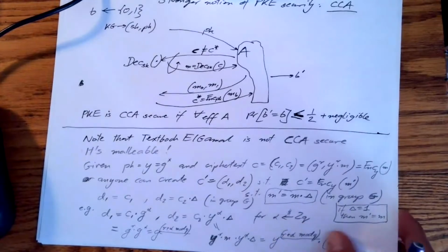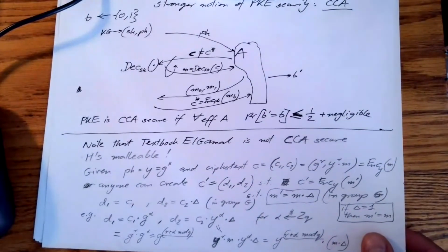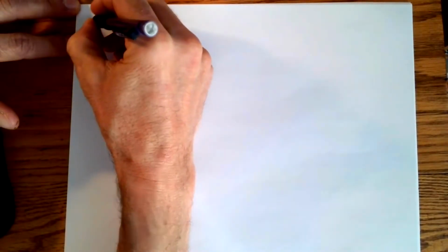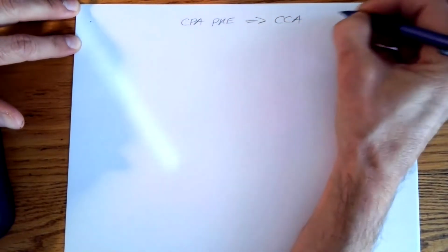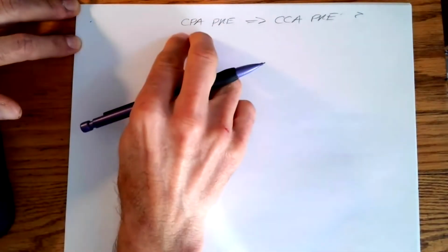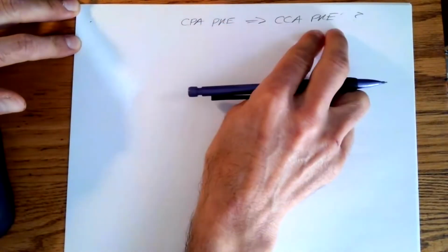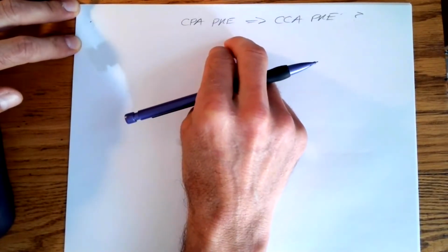So how do we fix the CCA insecurity of ElGamal? There are two basic paradigms known for doing this. So how do you get from CPA public key encryption to CCA public key encryption? How do we get from CPA secure symmetric encryption to CCA symmetric? Well, essentially, we use part of the key to MAC. That was like our compilers.